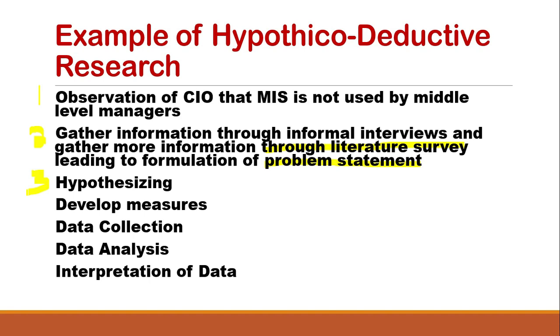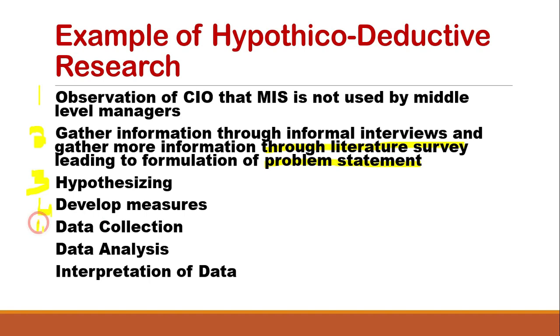The next step is to develop measures. So the CIO then develops a short questionnaire on the various factors theorized to influence the use of MIS by managers, such as the extent of knowledge of what MIS is, what kind of information MIS provides, how to gain access to the information, the level of comfort felt by managers in using computers, and how often managers have used MIS in the preceding months.